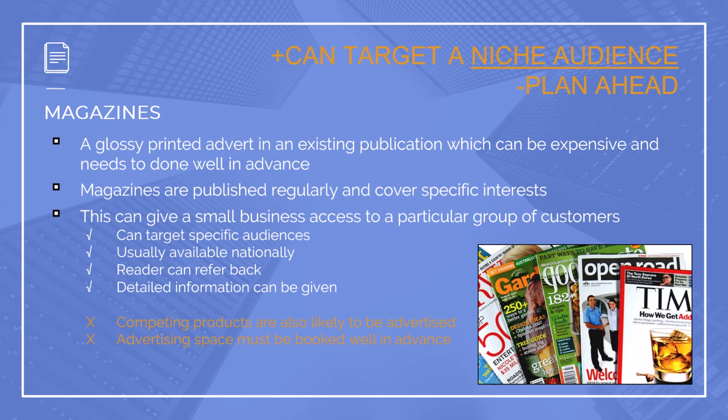The main reason this can be so powerful is that if your product is related to those particular interests, then it can help you to advertise to those people. For example, if you were advertising fishing equipment in a fishing magazine, or advertising cars in a car magazine, it helps you to use those particular audiences to access your products. So the advantages are we can target specific audiences. You're usually available nationally, so you can get quite a big audience. A reader can refer back to them, and also you can give detailed information.